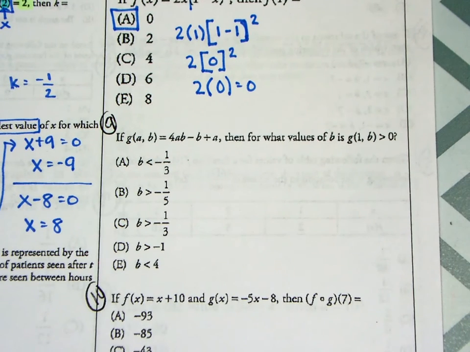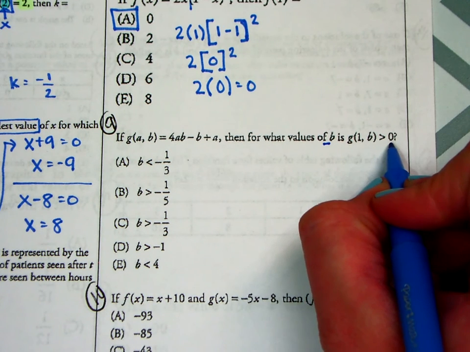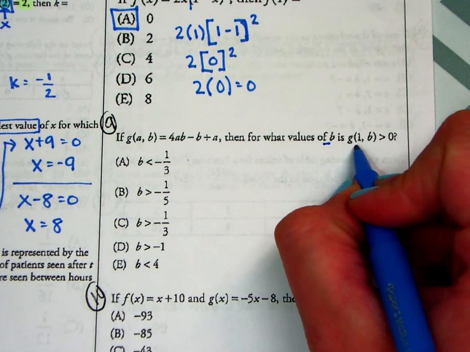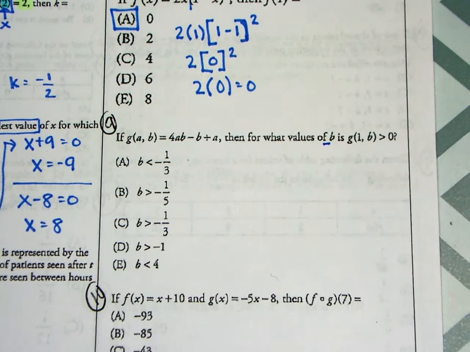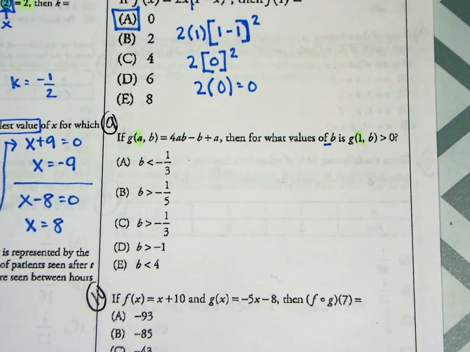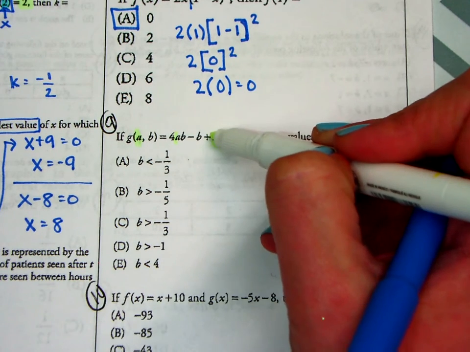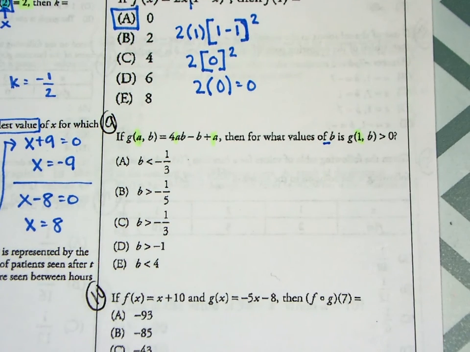Number 9, if g of a, b equals 4ab minus b plus a, then for what value of b, so we're looking for b, is g of 1 comma b greater than 0? Notice in this problem, the a has been changed. The a value has changed to 1, which means when we're substituting into our equation, we're going to replace every time we see an a with 1.